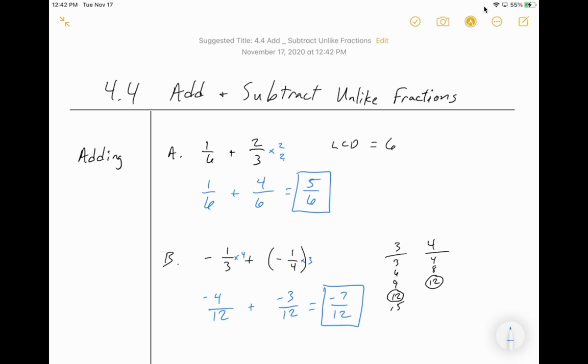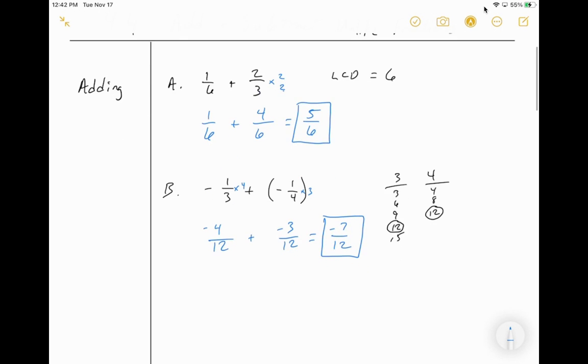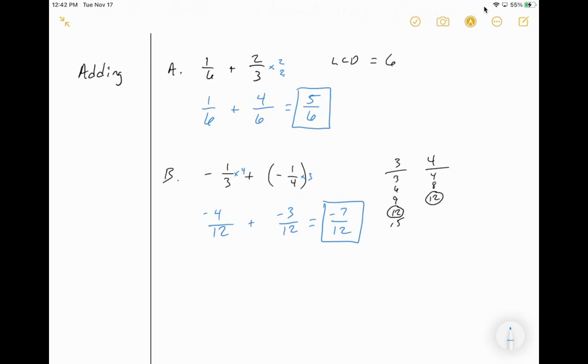Let's try a subtraction problem. So let's move along. We're doing really well here. Again, the key with subtraction is going to be the same thing. Find your common denominators and then just do the integer math, right? 5/8 minus 1/4.